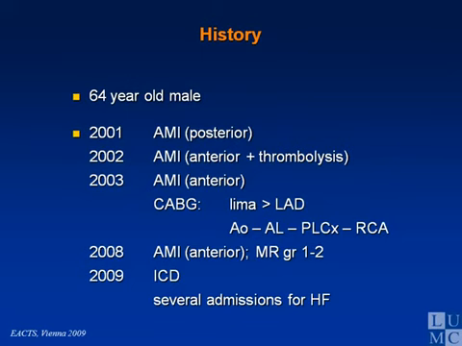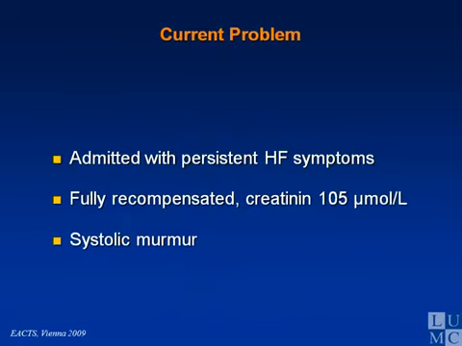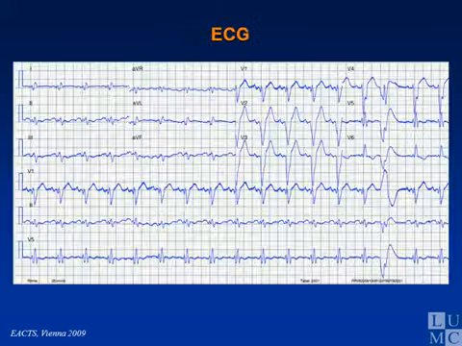The next year he received an ICD, and he had several admissions for heart failure in the beginning of this year. So the current problem of this patient was that he was still admitted, after his last admission, in a referring hospital with persistent heart failure symptoms. They did not want to discharge this patient. He was, although fully recompensated, and his creatinine level was 105. He had an obvious systolic murmur and was referred to our institution.